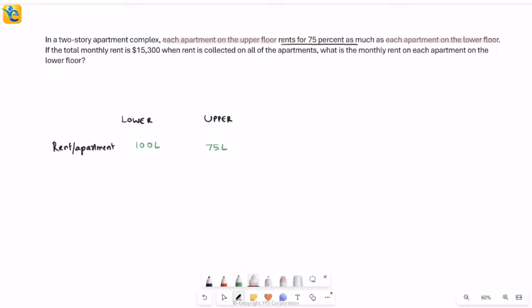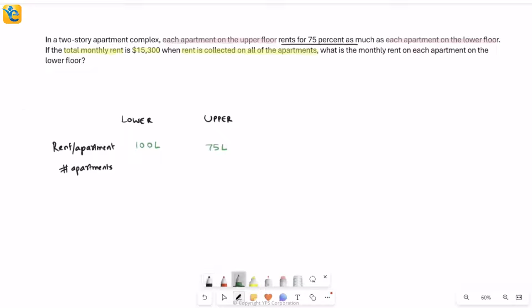Now as you read further, it tells you something about the total monthly rent. It's 15,300 when rent is collected on all of the apartments, which means I don't know as of now how many apartments I have on the lower floor or how many on the upper, but if I collect this rent respectively from these floors, then the total I have is 15,300. So I need an expression for the number of apartments on each floor, right? So how do I do that now?